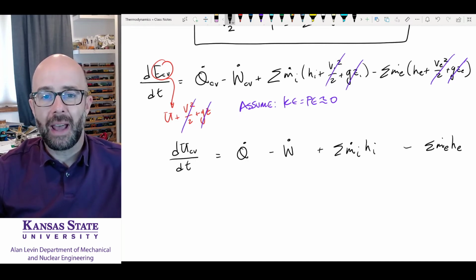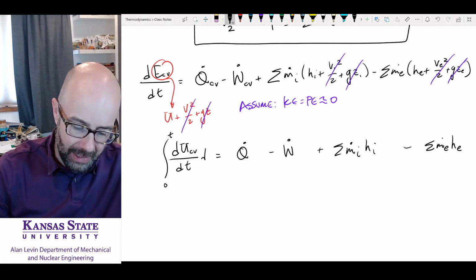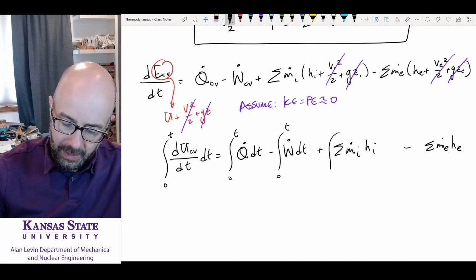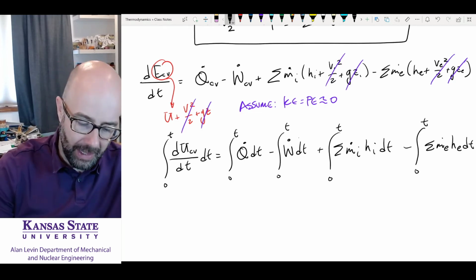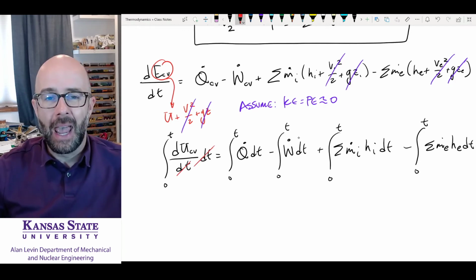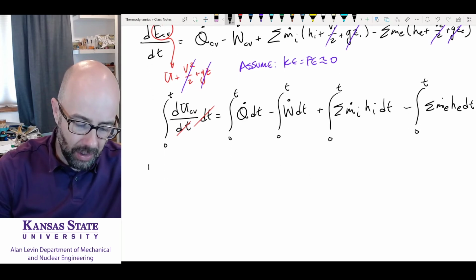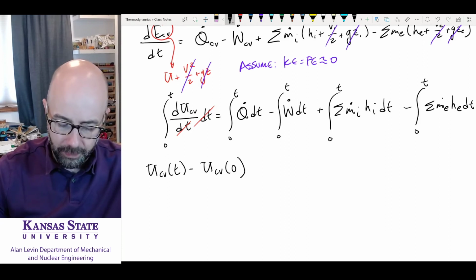Because again, I want to add up and see how this is changing with time, so I'm going to go from 0 to t dt for each term. Again, we'll be able to cancel off our dt's, and our first integral is going to be very straightforward to figure out. It's going to be the internal energy of the control volume at time t minus the internal energy of the control volume at time 0.